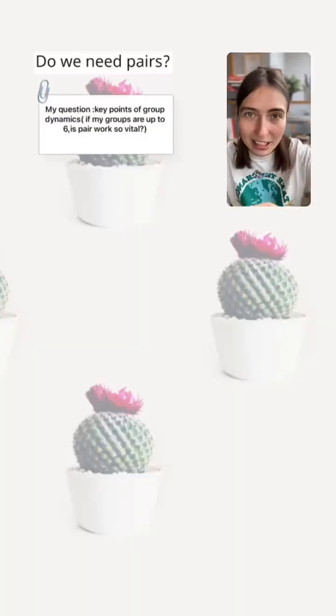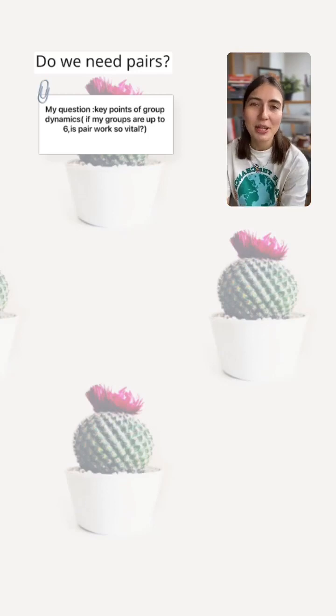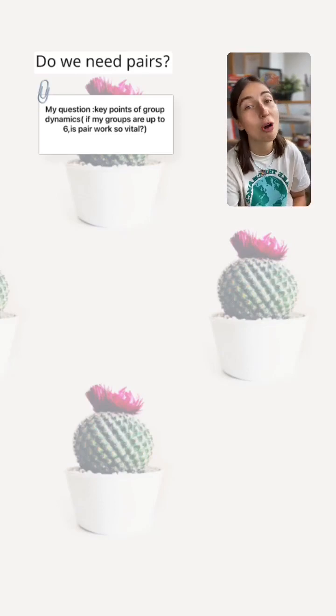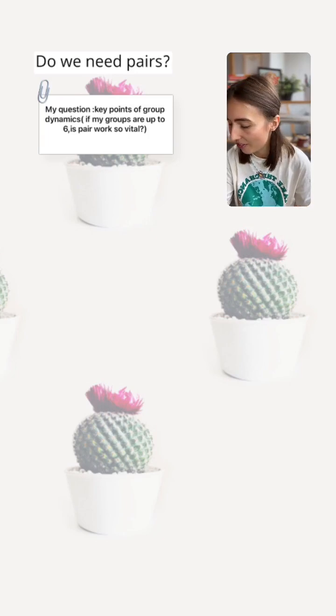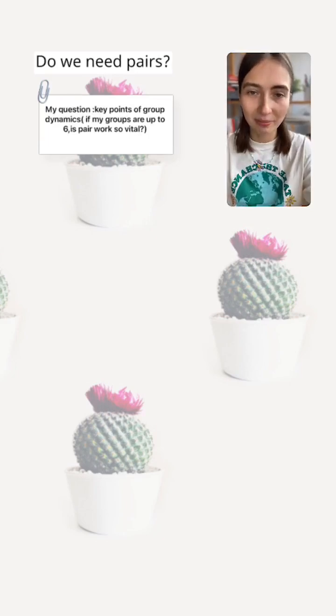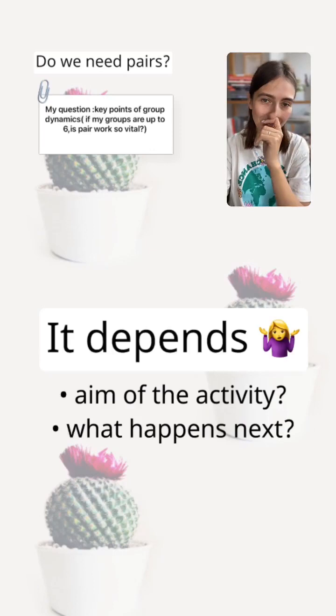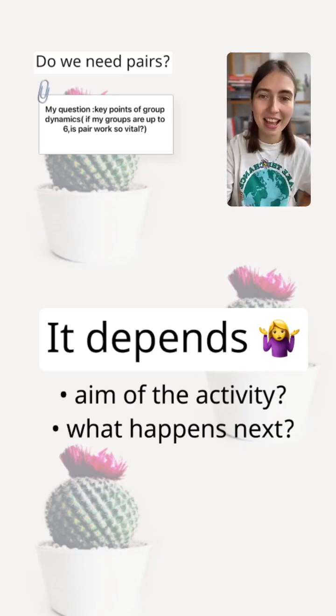There was one question. So, key points of group dynamics. Do we really need breakout rooms if we have a group of 6? Is pair work so vital? What's all the fuss about breakout rooms and everything? To answer this question, I was thinking, how do I unpack that? Because there is a lot. And I thought my answer would be, it depends.